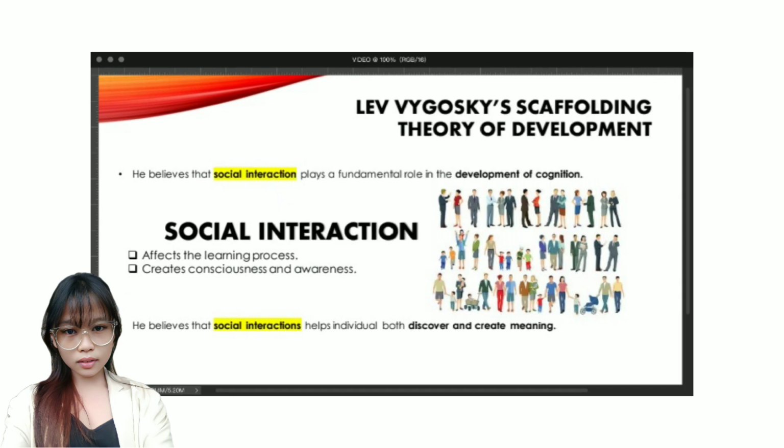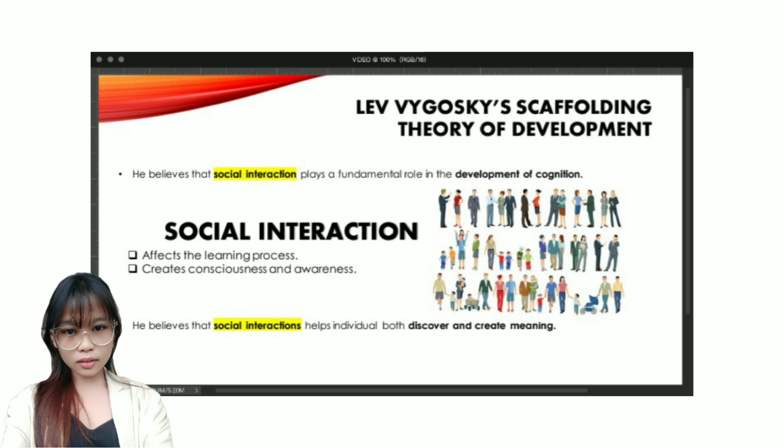Okay, so moving on, Lev Vygotsky's scaffolding is also known as theory of development. As we can see here, social interaction was emphasized. It is because Lev Vygotsky believed that social interaction plays a vital role in the development of the cognitive aspect of the children. So one thing to remember is that all the aspects of this theory are centered around the idea that development happens through our social interaction, our social connection.